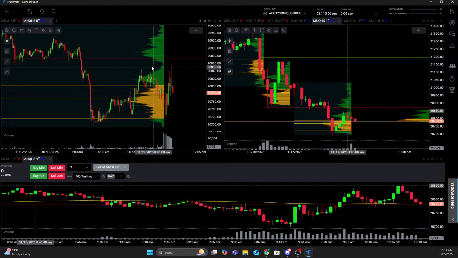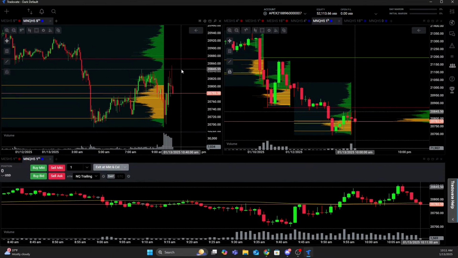Wow, it did not go up to yesterday's low. Swept those relative equal highs and now it's heading down again.